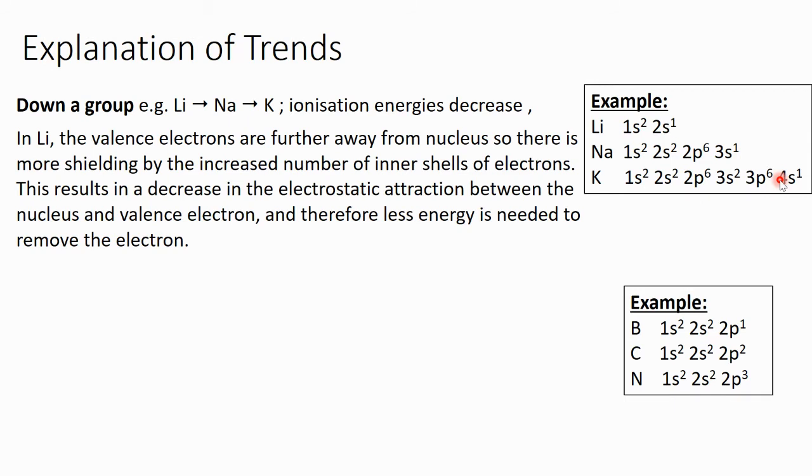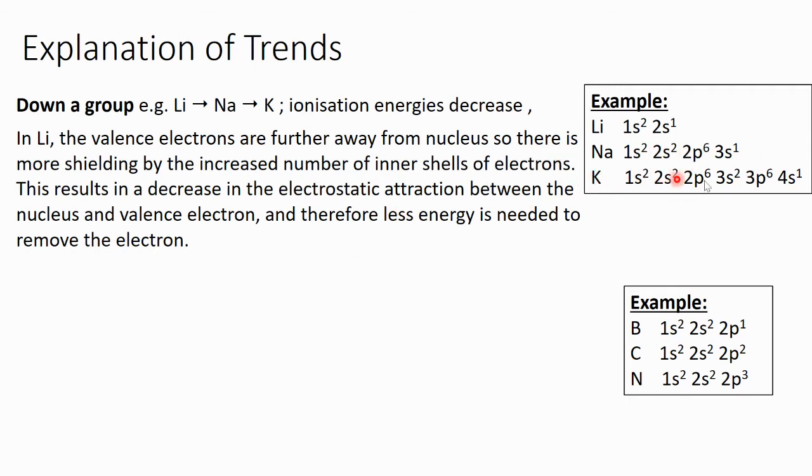In lithium, the valence electrons are further away from the nucleus. Lithium has 2 electron shells, sodium has 3 electron shells, and potassium has up to 4, so we've got 4s, 4 electron shells. So this electron is much further away from the nucleus compared with lithium, where it's much closer. There's a whole lot of electrons in the way. These inner electrons shield the outer electron, and they also provide electron-electron repulsion. That decreases the electrostatic attraction between the nucleus and the valence electron, and therefore less energy is needed.